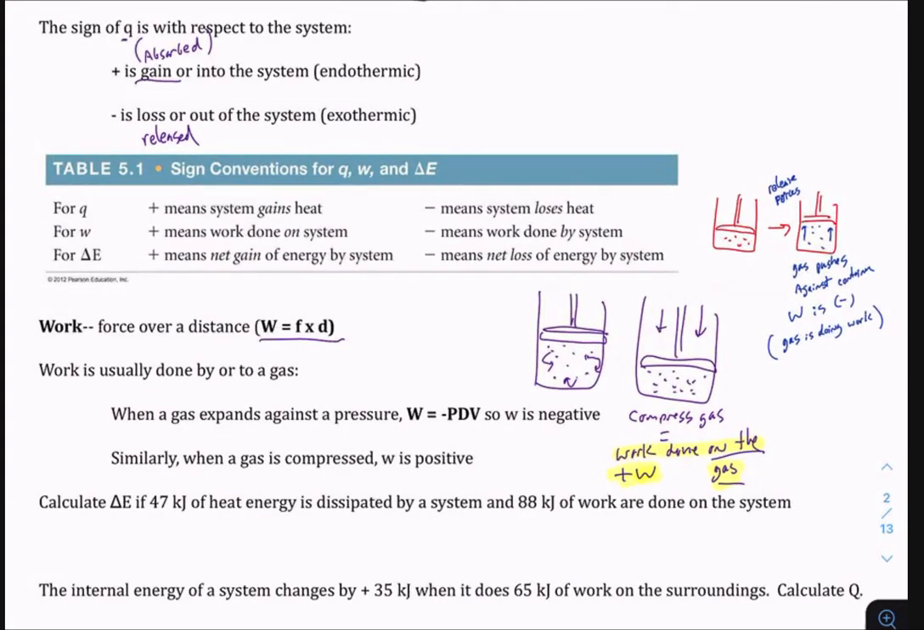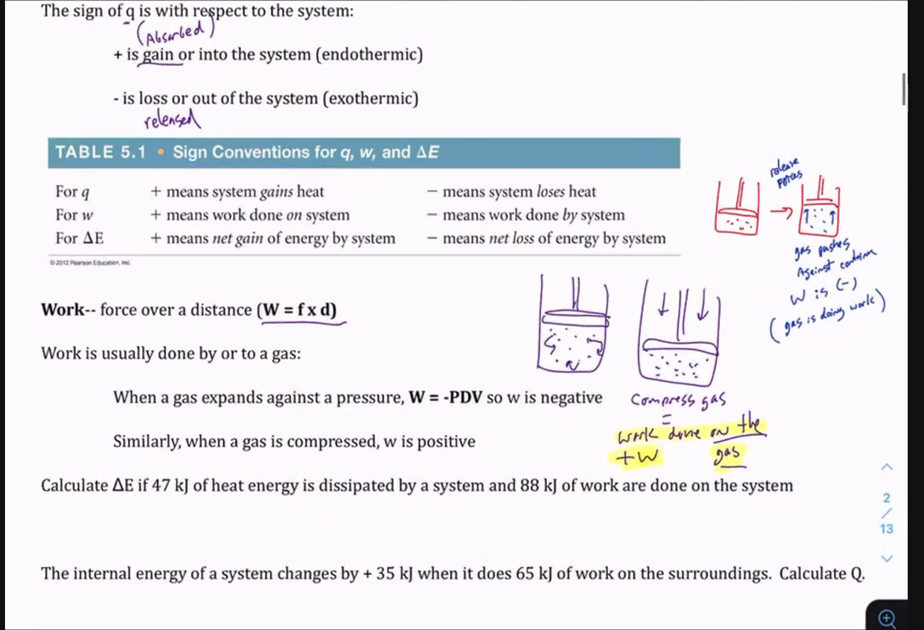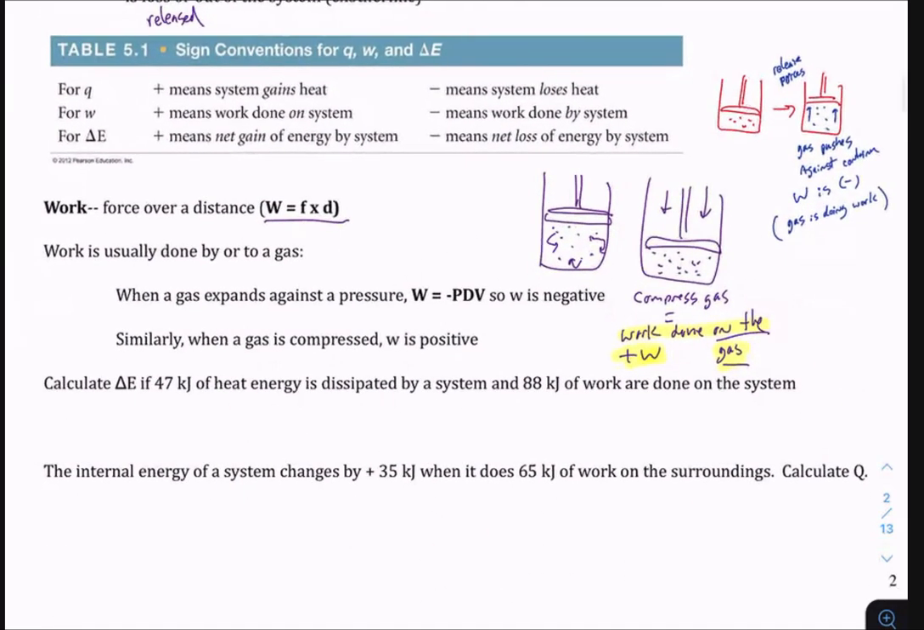So, positive, work is done on the system. When you compress the gas, you're doing work on the system, so the sign for work is positive. If the gas is doing work, like if the gas is pushing something, then the sign is negative. So we need to take both heat and work into account to solve for delta E. The change in internal energy is the sum of heat and work.